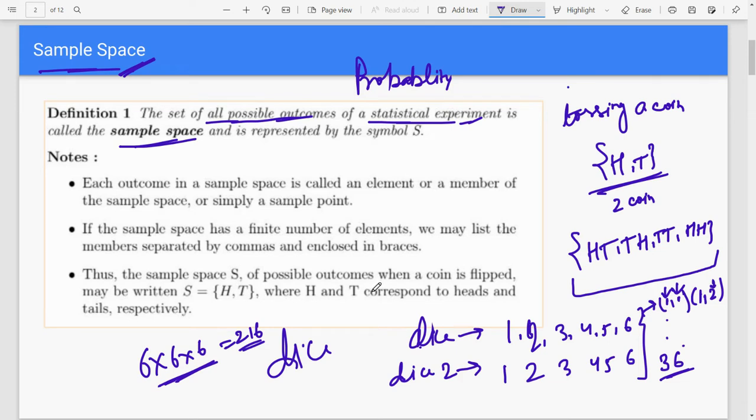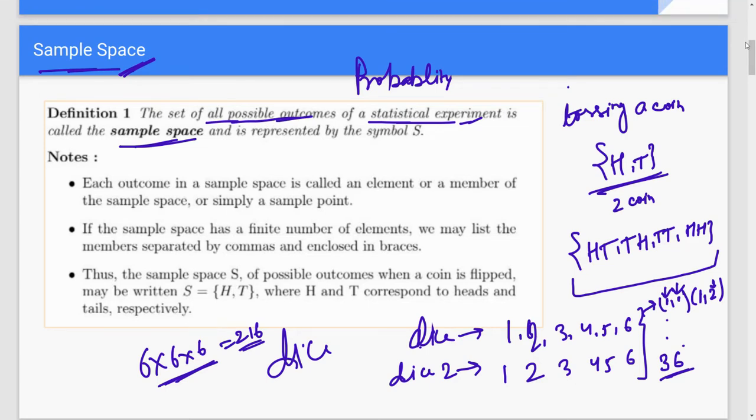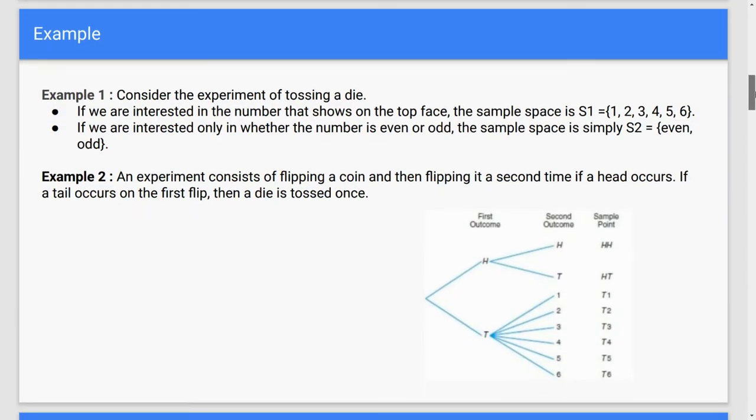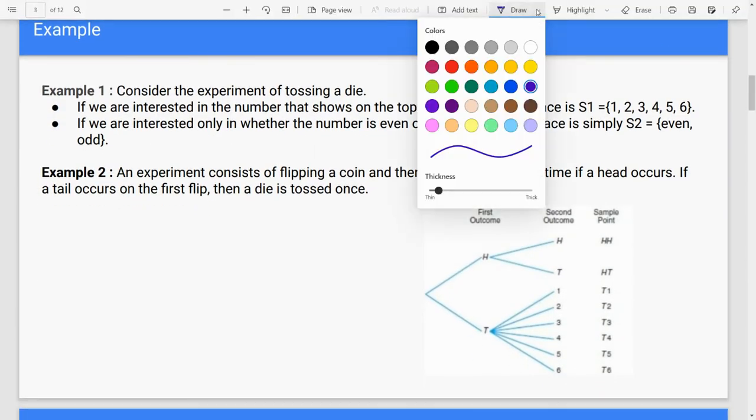That's why you need to understand the size of your sample space, because those things will come into the picture of probability, and this information will be used to calculate the probability. So I think you all basically understand what the sample space is. I just wanted to give you a basic intuition, and now let me give you some advanced examples related to the sample space.